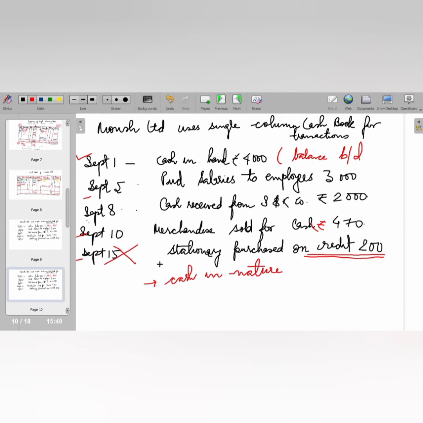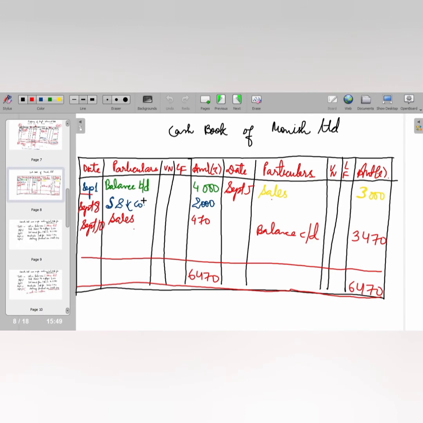Fine. So this will not be recorded in the cash book. Now, see what we are saying. The debit side is more. Can we see this? The debit side is more and the credit side is less, because I have told you that debit side cannot be less than the credit side, because we cannot make payment more than the receipt.